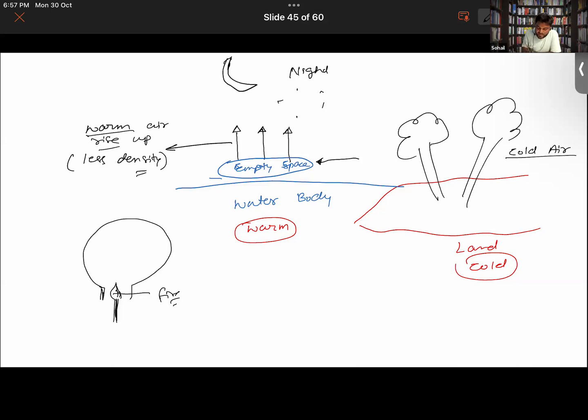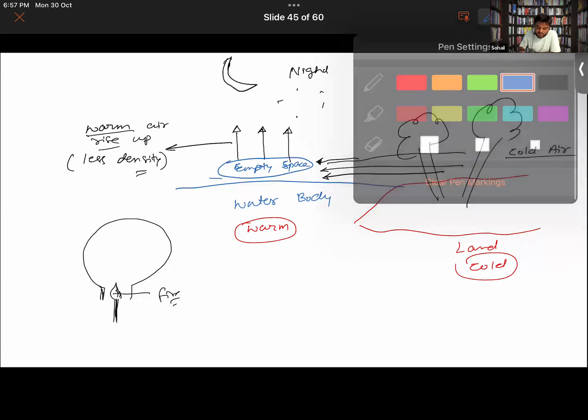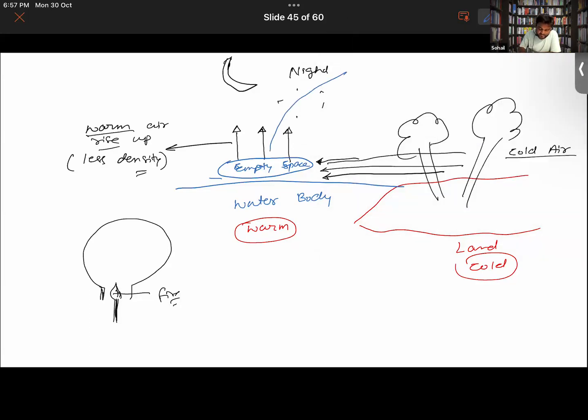So what will happen? That cold air will actually move in to take up this empty space created over here. Right? So warm air is rising up like this, and there is movement of the cold air from the land towards the water body. So this is cold air over here.